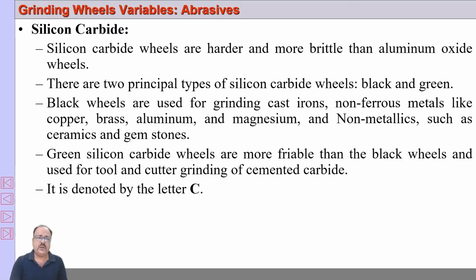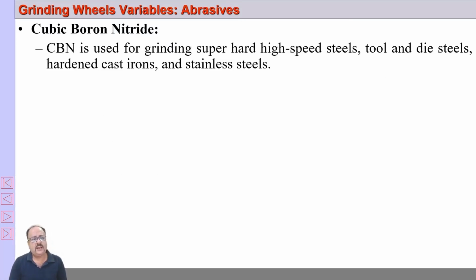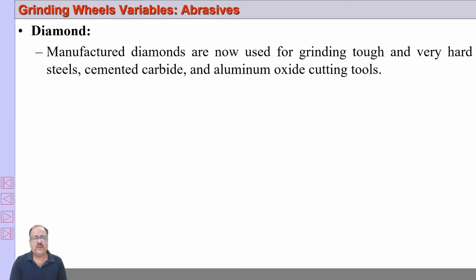Then two more exotic abrasives are cubic boron nitride, which is normally reserved for very high strength steels like high speed steel, tool and die steels, hardened cast iron, and stainless steel. Then we have diamonds. Diamonds are normally not used for ferrous material, because diamond has a high affinity for carbon and changes the properties of ferrous materials. Therefore, it is used for very hard materials, rarely steel, such as cemented carbide and aluminum oxide cutting tools. It may be glass, etc. For these types of materials, we use diamonds.